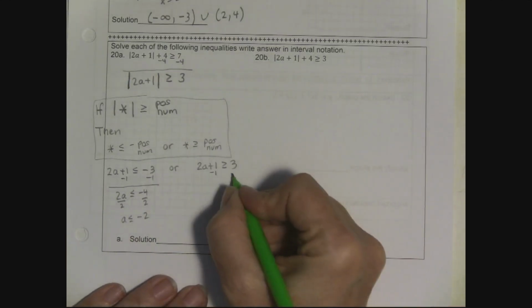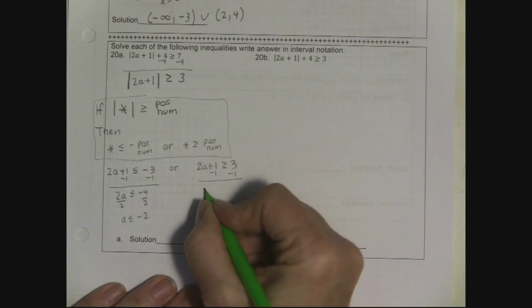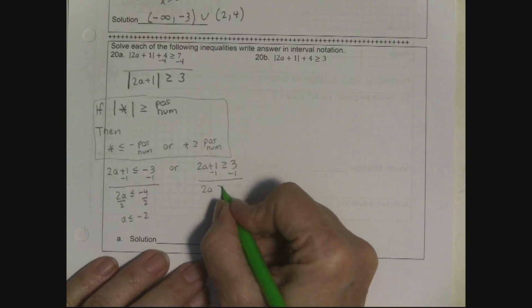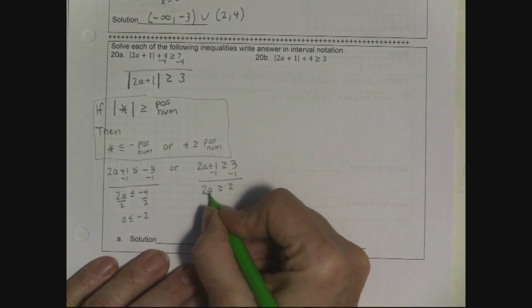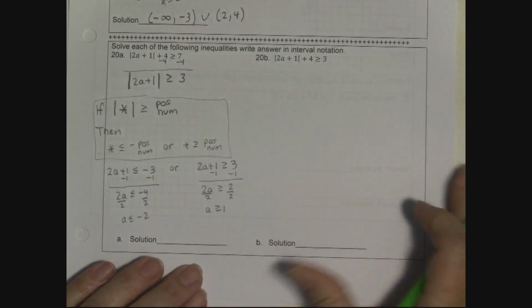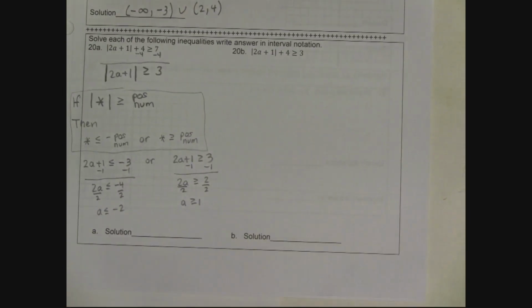And taking away 1 here. And I wish I would have had more room here. 2a, I always write so big. You know how that goes. Greater than or equal to, and you're like, yeah, me too. Divide by 2.